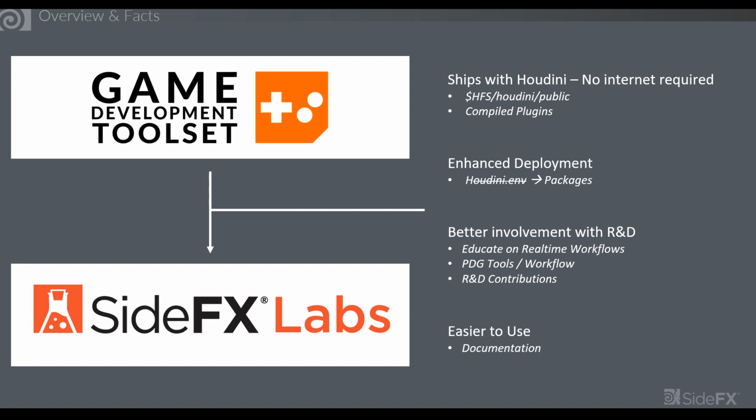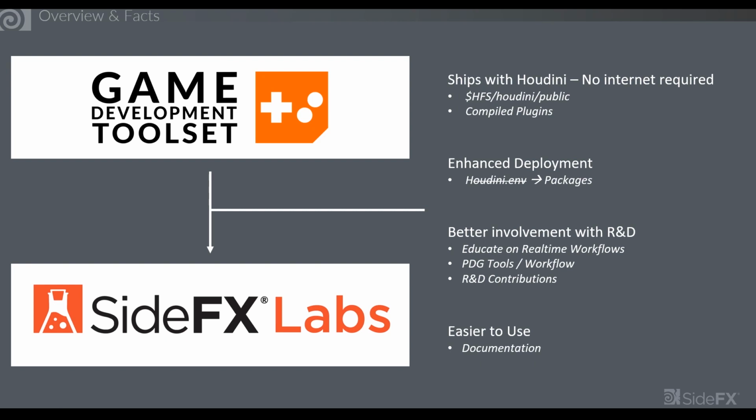In addition to the things I mentioned before, we've now also shipped the toolset with Houdini. So you no longer need an active internet connection to use and install the toolset. It now ships in the little directory you see here, so the Houdini install directory /Houdini/public, where you'll find a zip file containing a toolset. The automatic updater inside of Houdini will use this zip file to install the toolset.